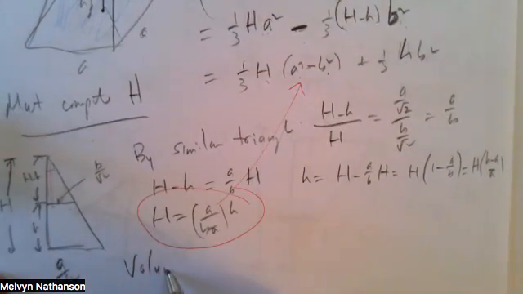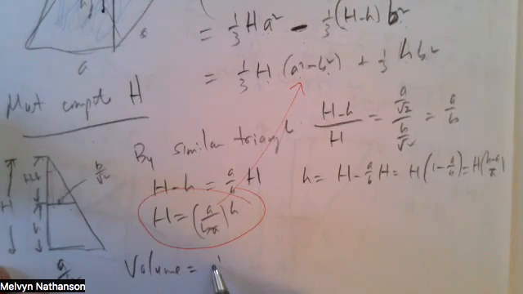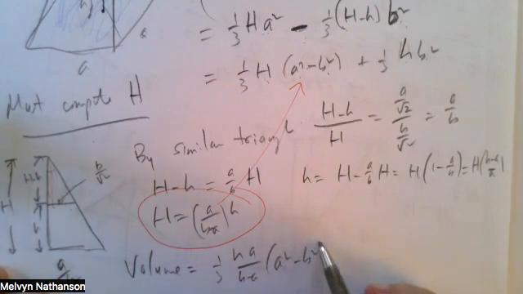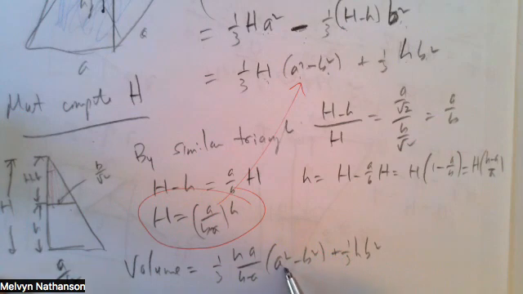I get the volume that I'm looking for is 1/3 capital H, that's HA over B minus A, times A squared minus B squared, plus 1/3 HB squared. But they teach you in algebra how to factor A squared minus B squared. A squared, oops, sorry.